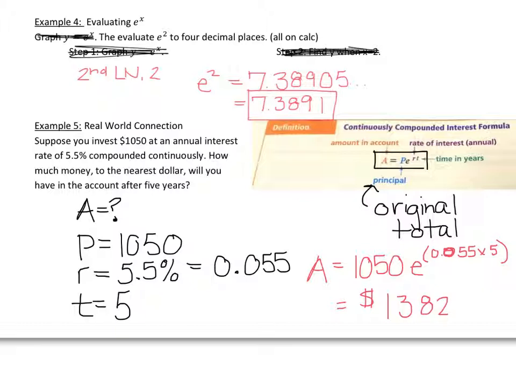0.4, and it asked us for nearest dollar. So would we round up or leave it how it is? You leave it how it is because it was a 4, so we don't round up. So after 5 years, you would have gained like $332. It's not bad for money just sitting there. It's better than it sitting underneath your mattress and not gaining anything.